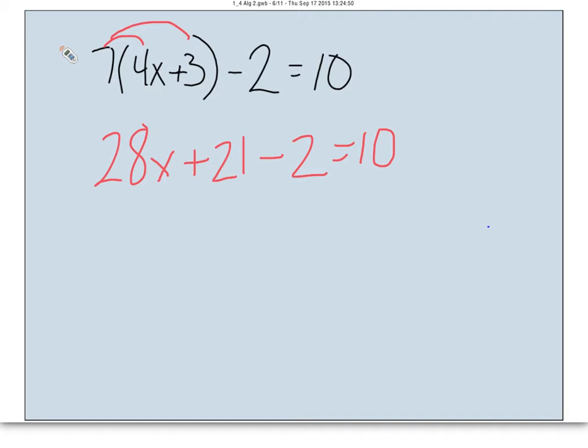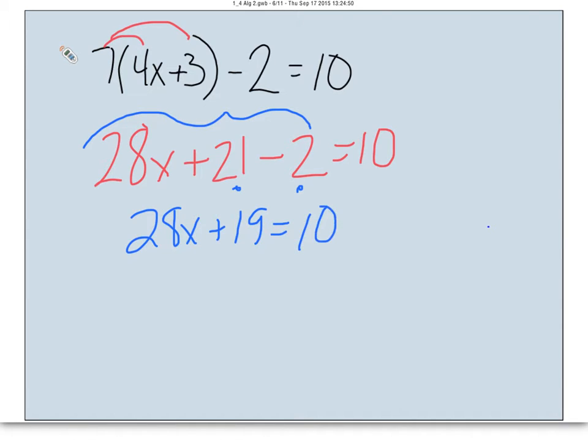Step 2 said if there's like terms on one side, and if you look over here, there's 2 like terms, bring them together. I'm going to bring the 21 minus 2. That'll give me 28x. 21 minus 2, put it in your calculator, 19. Now get the x's on one side and the numbers on the other. We only have one x by itself, so let's keep that one here. Let's move the 19. To move plus 19, I'm going to minus 19 from both sides.